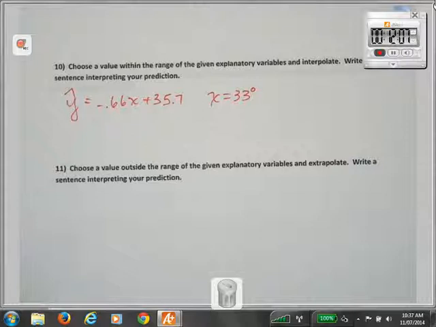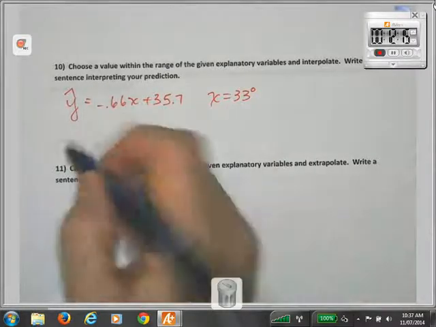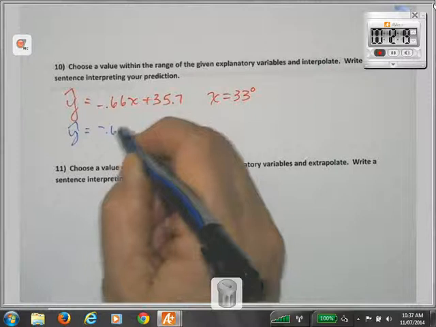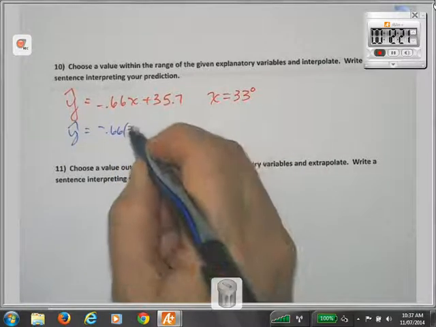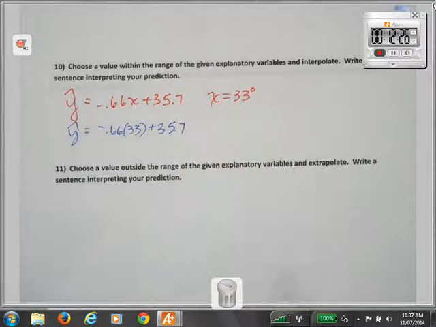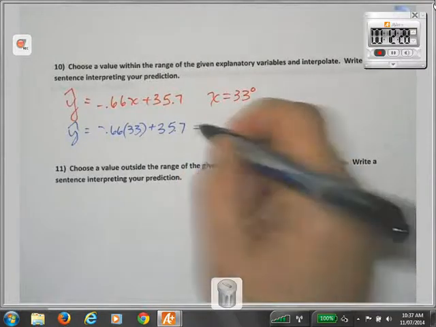So what do you think I'm going to do with that x, 33 degrees? Plug it into the equation. I am going to plug it into the equation, exactly. So we have y hat equals negative 0.66 times 33 plus 35.7. So now I'm just going to do a little math here and find out what y hat is.